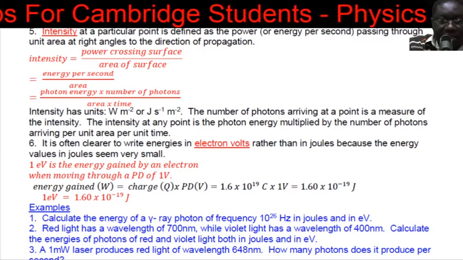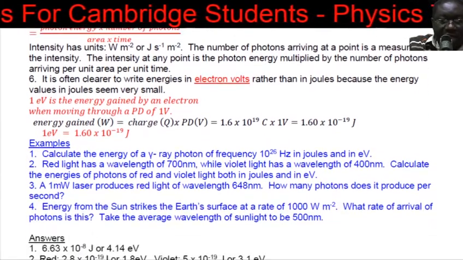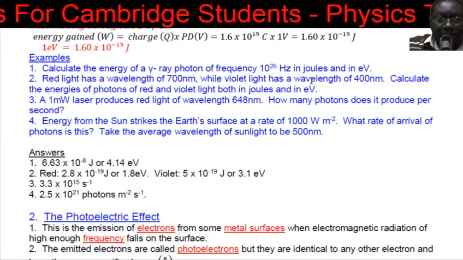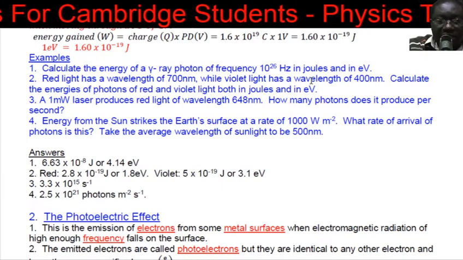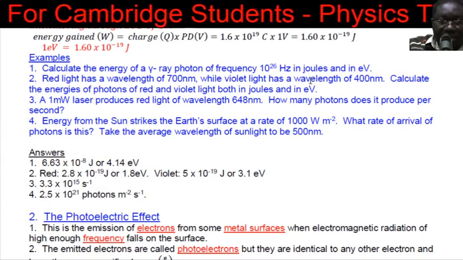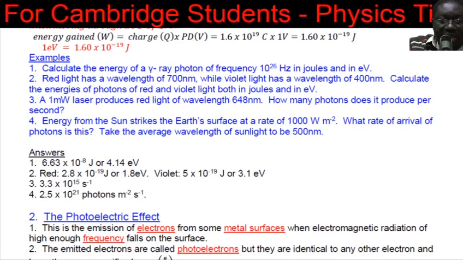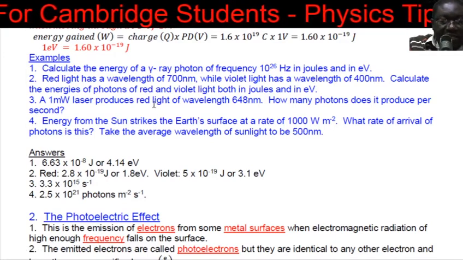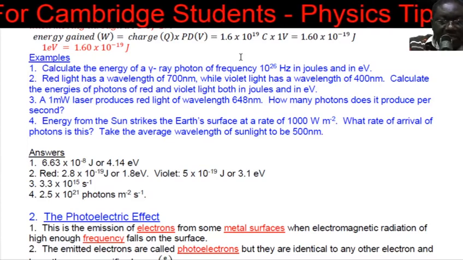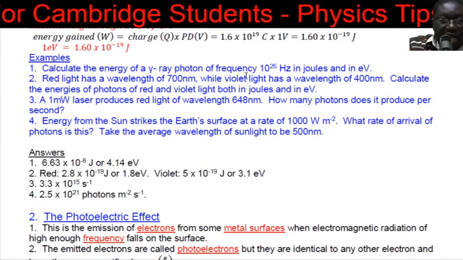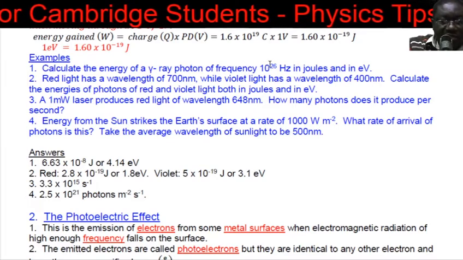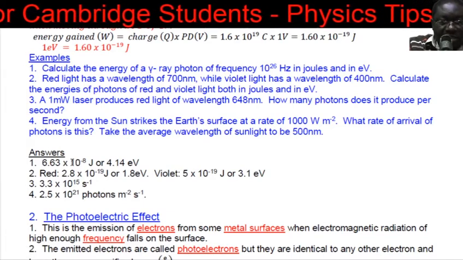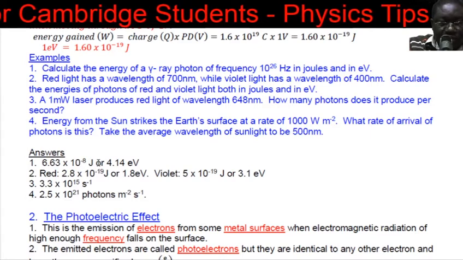Now let's look at examples. Example number 1. Calculate the energy of a gamma ray photon of frequency 10^26 hertz in joules and in eV. Now remember, we apply the formula E = hf to get the energy. So h is Planck's constant, 6.63 × 10^-34, and then the frequency is 10^26. If you do the maths correctly, you get 6.63 × 10^-8 joules.